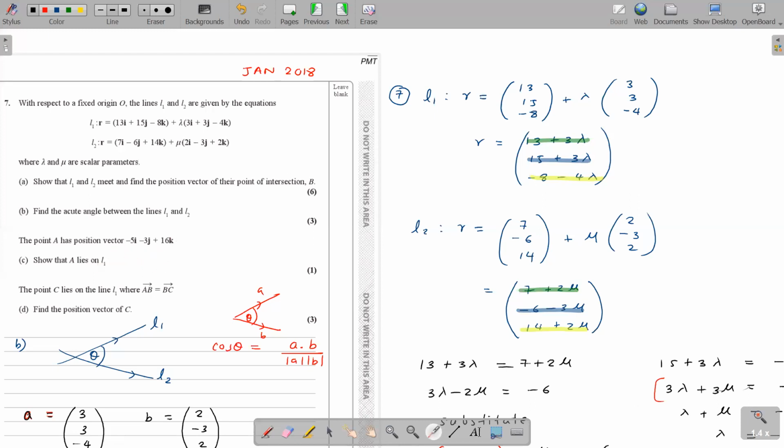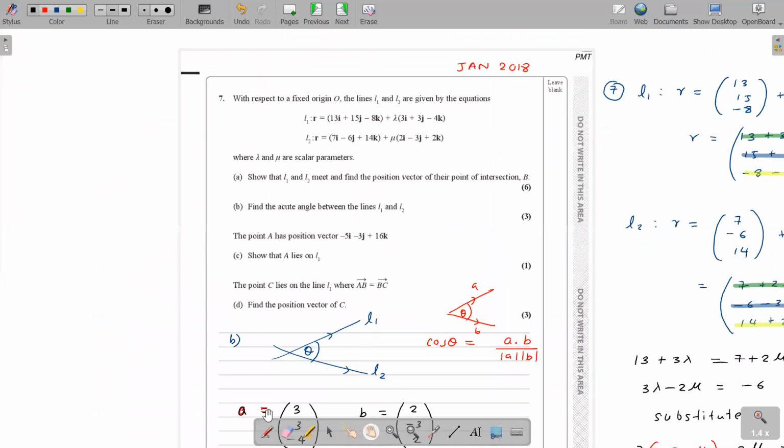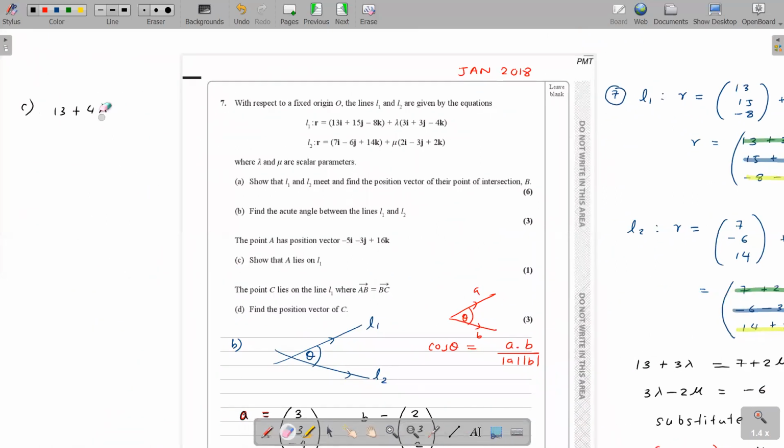A single lambda value is capable of giving you this answer. So to get that lambda value, we will try the x coordinate, 13 plus 3 lambda, and make it equal to minus 5, because minus 5 is a specific x coordinate here. So I'm going to find the lambda value that is capable of giving me minus 5.